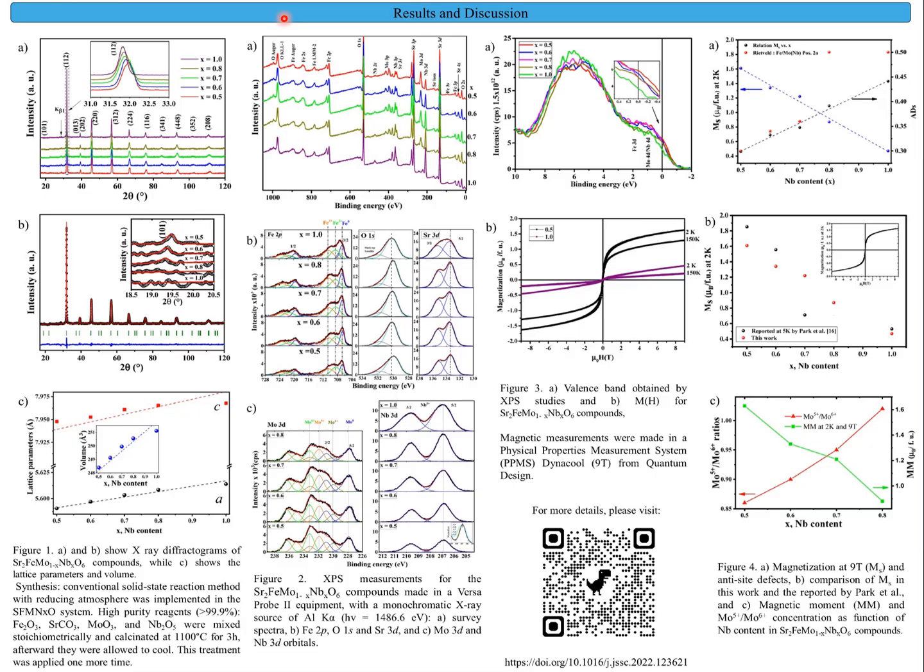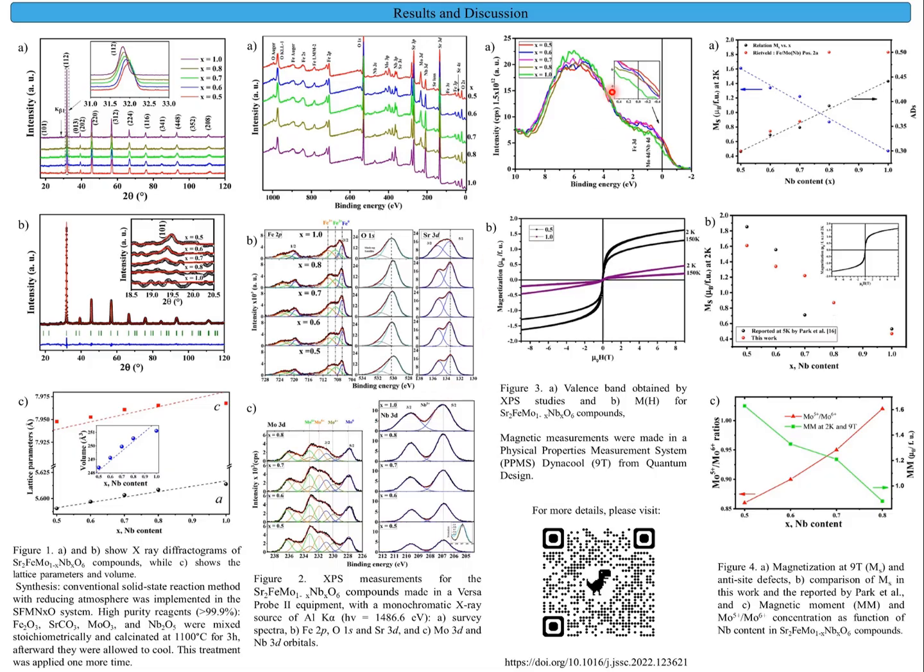Figure 2 shows that the XPS survey doesn't show unexpected elements. High-resolution spectra indicate that in all the compounds with molybdenum, there is a mixture of molybdenum 5+ and 6+, which tends to be mostly molybdenum 5+ as the niobium content increases. This is due to the charge balance, while niobium always remains as niobium 5+.